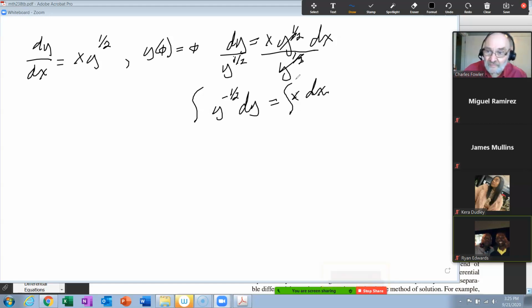Well, we divided both sides by y to the 1/2, but when y is equal to 0, you can't divide by y to the 1/2. So this step right here, if I could just get my pen to show up.